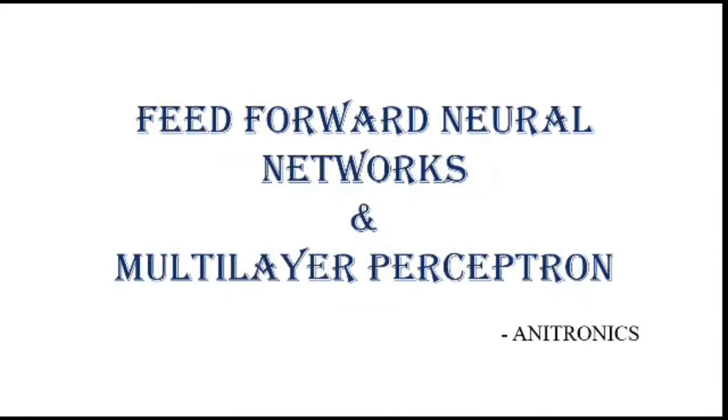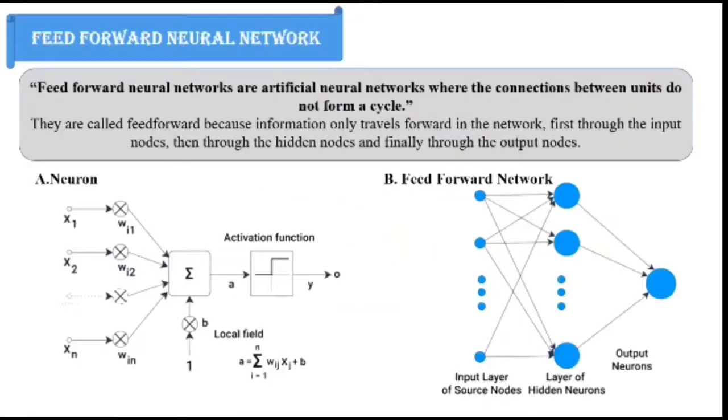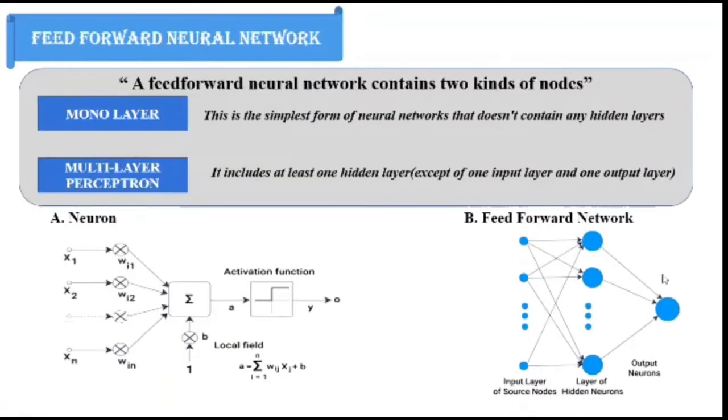Feed-forward neural networks and multi-layer perceptron. So let's head back and understand what are feed-forward neural networks. A feed-forward neural network contains multiple nodes which are used in multiple layers. As you can see, we have an input layer, a hidden layer and an output layer over here. And a feed-forward neural network can contain two types of nodes.